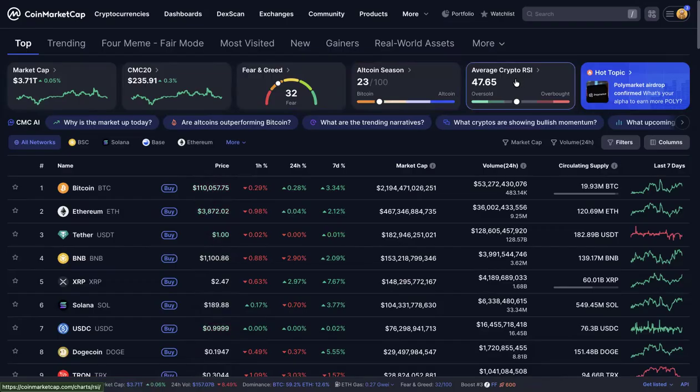Then there is the average crypto RSI. I will not go so deep into this one, but it's almost the same thing. Whenever we are in the oversold area, that area is normally down. It's good for you to buy. That means the coins are so cheap, you can buy. Whenever you're in the overbought area, that is the danger zone. You have to be letting go of whatever you have because it's about to go down.